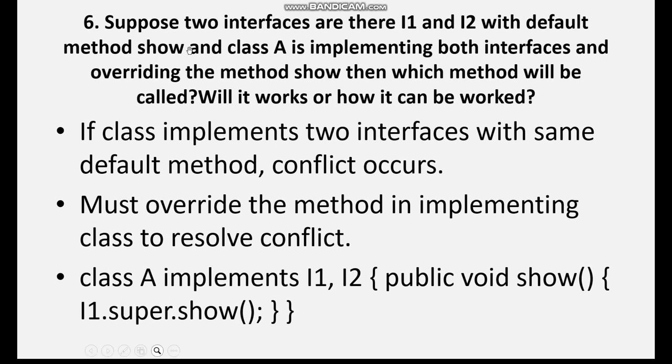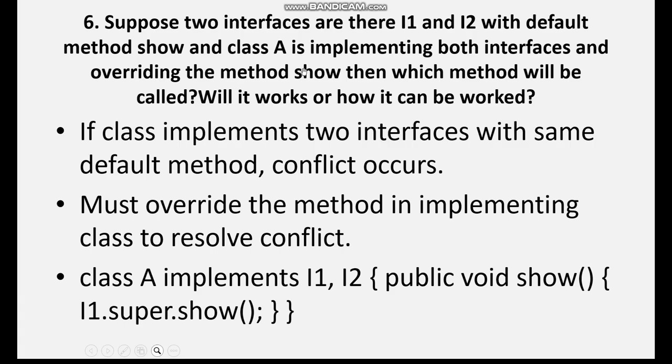Then we have a scenario-based question, which is asked in many companies. Suppose two interfaces are there, I1 and I2, and a default method show is there. They have both provided a definition in I1 and I2, and class A is implementing both the interfaces and overriding the method show, providing its own definition in class A. Then which method will be called, that of I1 or I2, or will it throw an error? So basically the answer to this question is that it will throw an error.